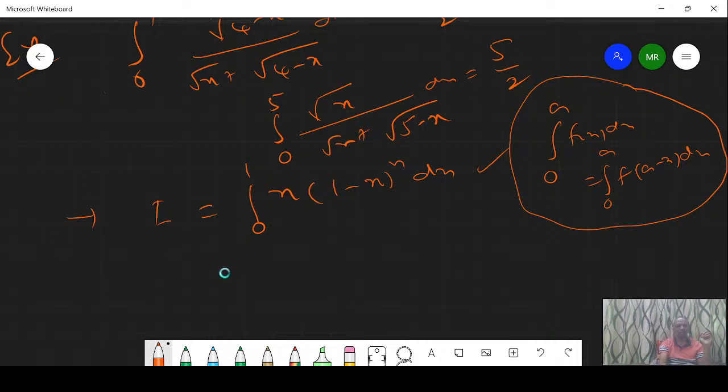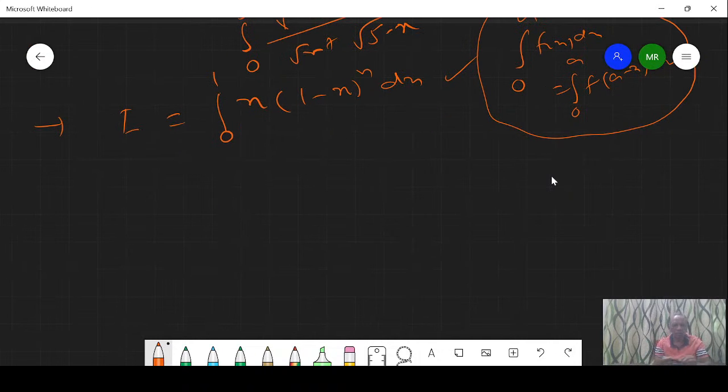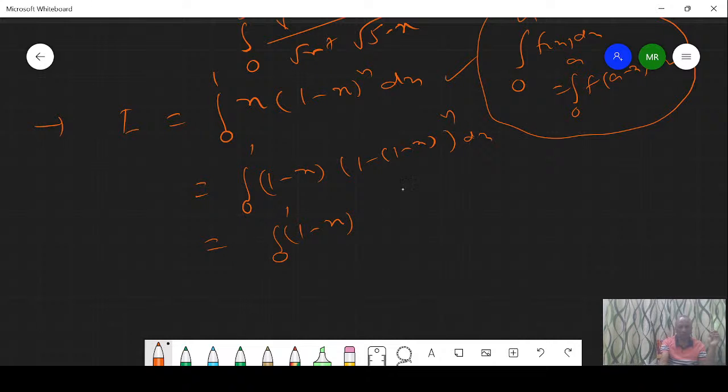Now I can write this one. You can see that I can interchange the value. Now you can replace x with 1 minus x. I can write 0 to 1, and in the place of x you write 1 minus x, so 1 minus of 1 minus x, whole power n dx. This will become 0 to 1 of (1 minus x) into x power n. Correct. Then it will be easy for you to expand.